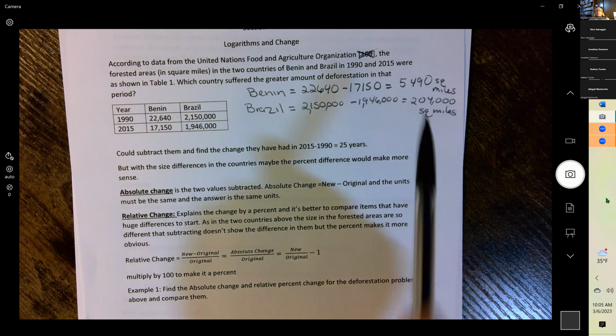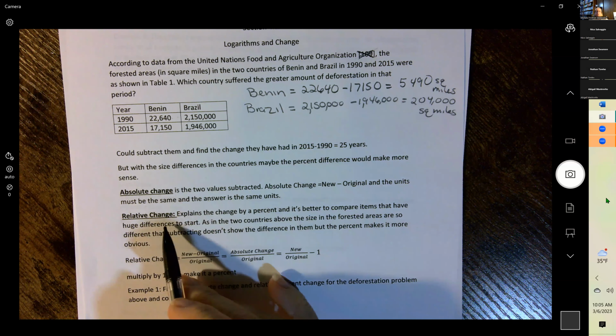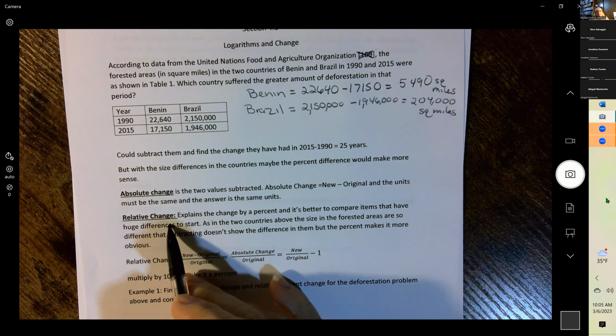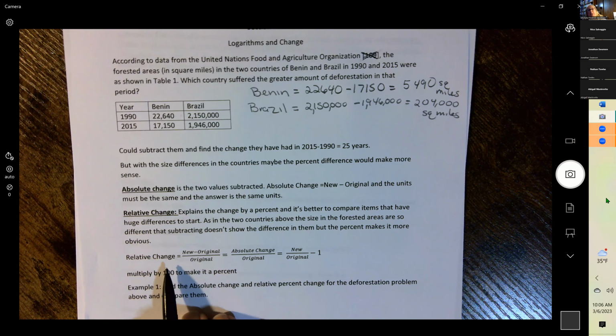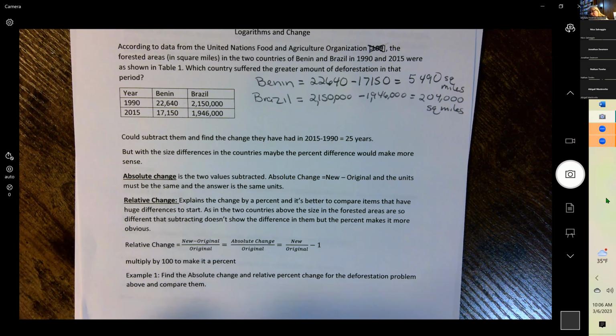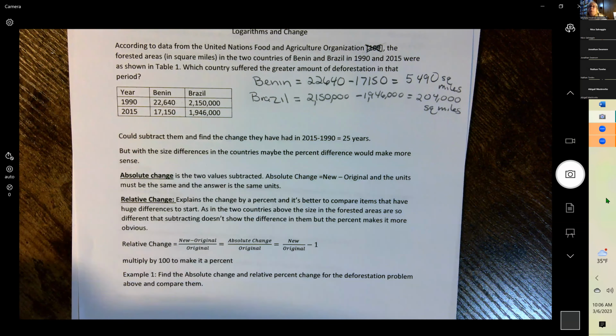But to see the percentage compared to how much they have to begin with, that's relative change. So sometimes it's better to just subtract them and see the difference. Other times, relative change is a better option because it shows you the percent difference, and then you're comparing them on the same grounds. Because this one's so much larger than this one, maybe it's better to look at the percent.